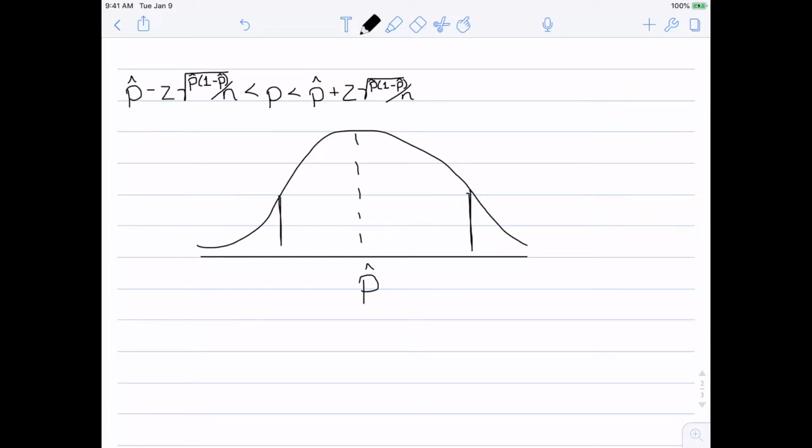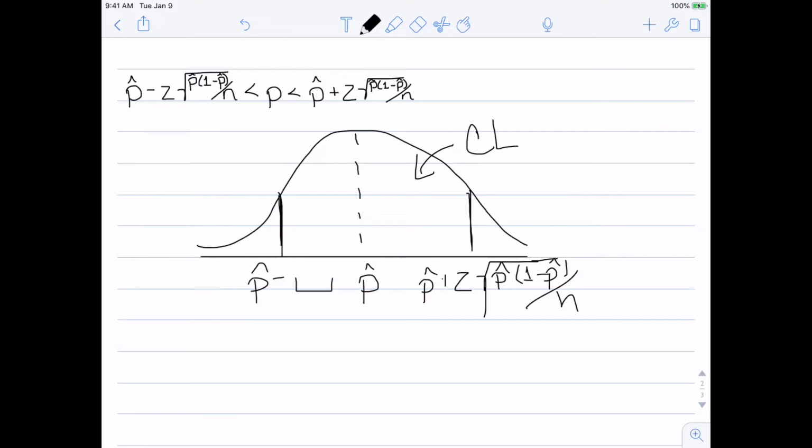And we're essentially figuring out how far up and down we have to go so that this percentage here has our confidence level. And these values would be given by Z times the square root of P hat times 1 minus P hat over N. This one would be P hat plus, and this is P hat minus that thing. And that would give us our confidence intervals, just like we had confidence intervals for the mean.